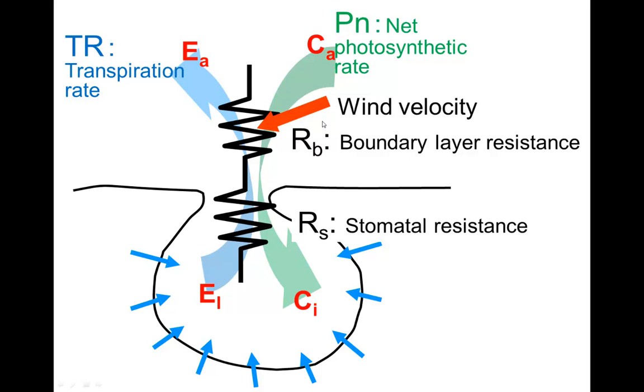Boundary layer resistance is depicted in this diagram as one of the important resistances limiting gas exchange, photosynthesis, and transpiration. This resistance is increased when there is limited wind velocity around the leaf. When there is a good amount of air circulation or wind velocity, you have a minimum boundary layer, therefore gas exchange is enhanced.